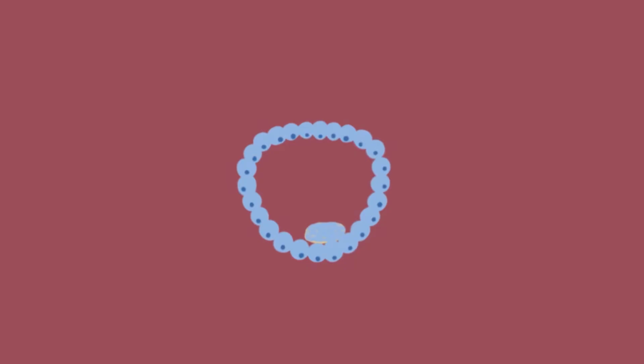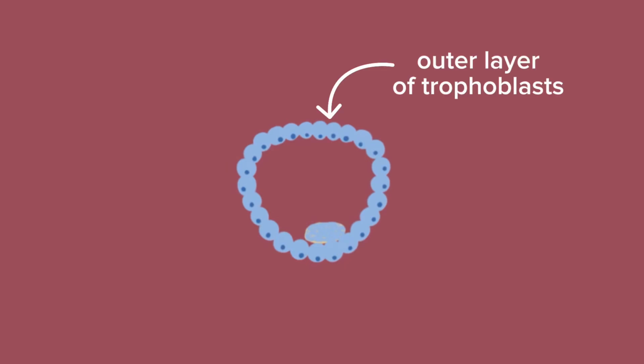The blastocyst consists of an outer layer of cells called trophoblasts and an inner cluster of small cells called the inner cell mass. The inner cell mass goes on to form the embryo, while the outer layer of trophoblasts go on to form the placenta. After a week, the blastocyst is ready for implantation.